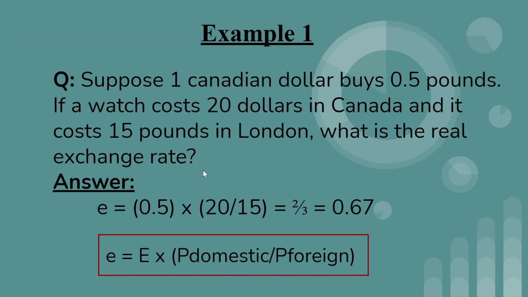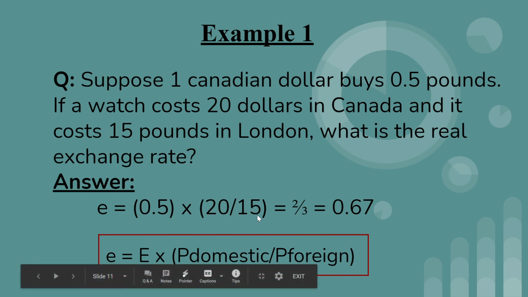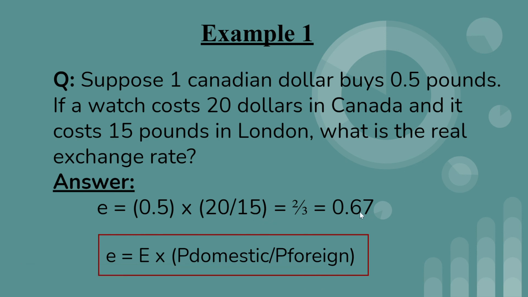So let's look at a few examples. The first one is a real exchange rate example. Suppose one Canadian dollar buys 0.5 pounds, and a watch costs you $20 in Canada and it costs you 15 pounds in London. What is the real exchange rate? Using the formula we looked at earlier, it's the nominal exchange rate times the local price divided by the foreign price, which is approximately 0.67.